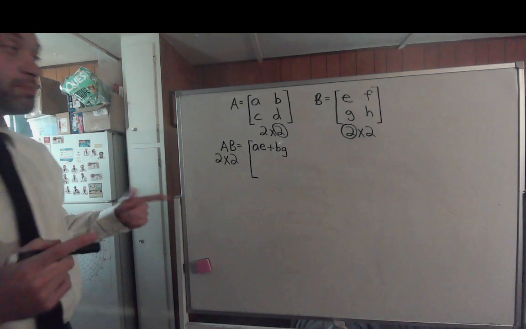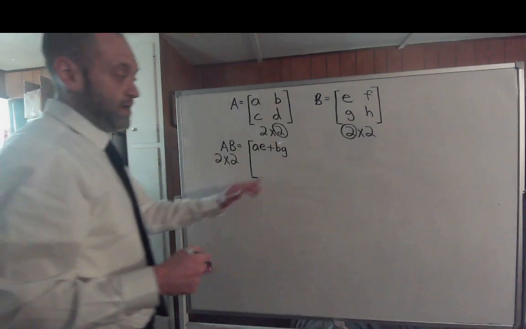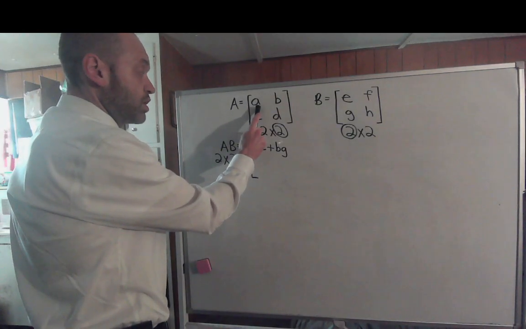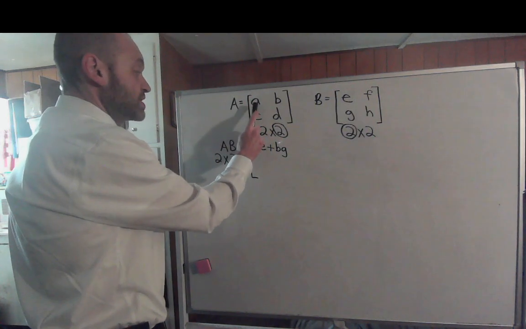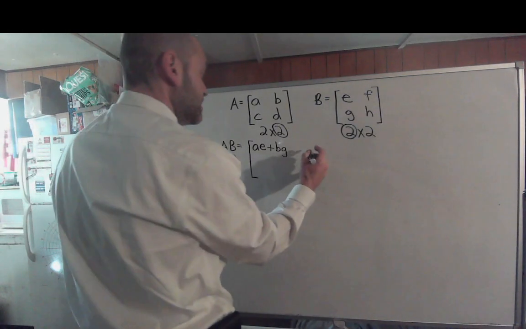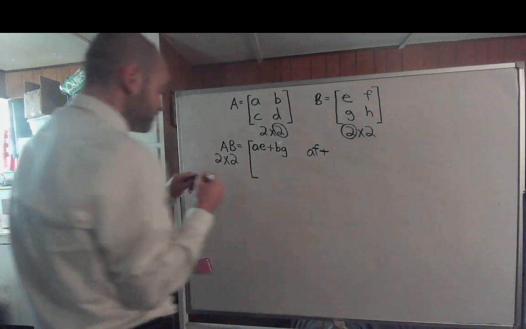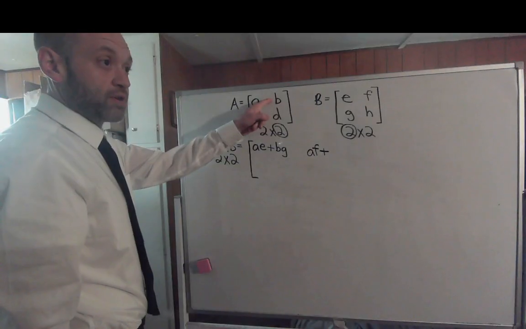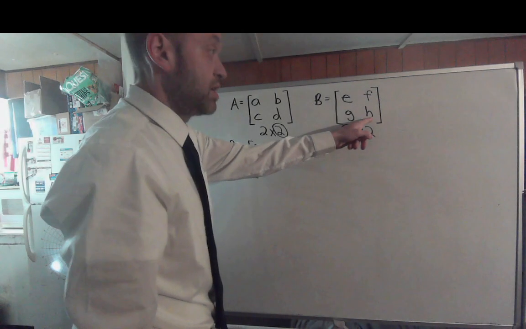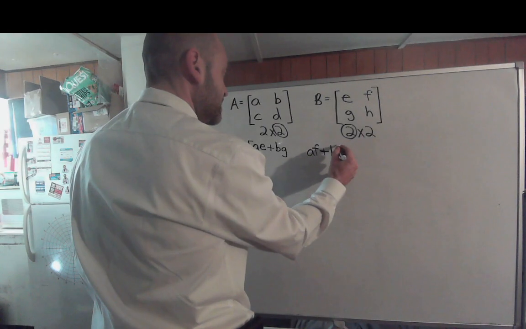And then we're going to repeat the cycle to get the second number of the first row of AB. So then you'll take the first number of your first row of matrix A, multiply it by the first number of the second column in matrix B. So this would become AF, plus you'll take the second number of the first row of your first matrix times the second number of your second column of the other matrix. So that would be AF plus BH.